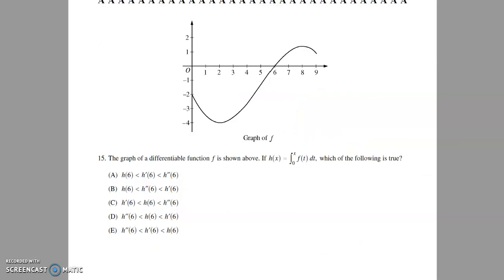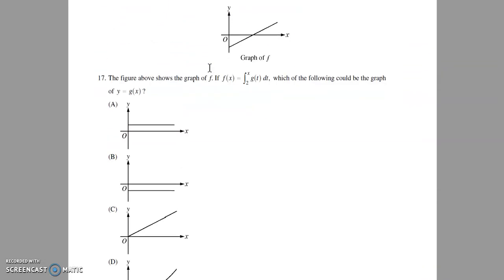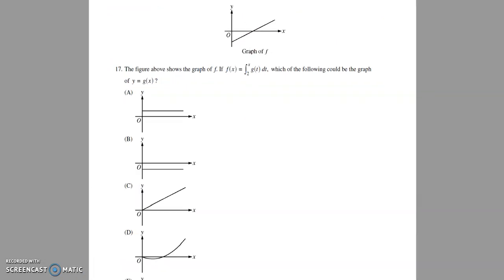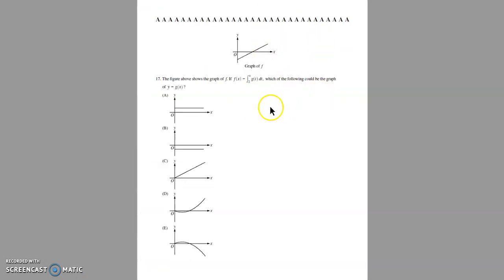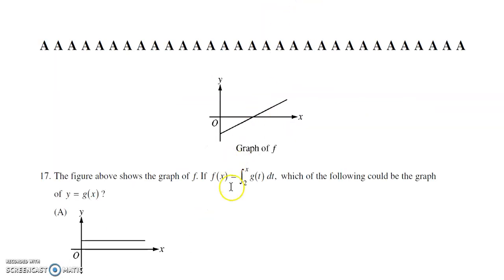Next one, we're going to go to 17, I think. Yep. All right, so zoom out. All right, so let me actually zoom in a little bit so you can read the question, and then I'll zoom out so you can see all the answer options. So the figure above shows the graph of f. If f is the integral from 2 to x of g of t, which of the following could be y equals g of x?